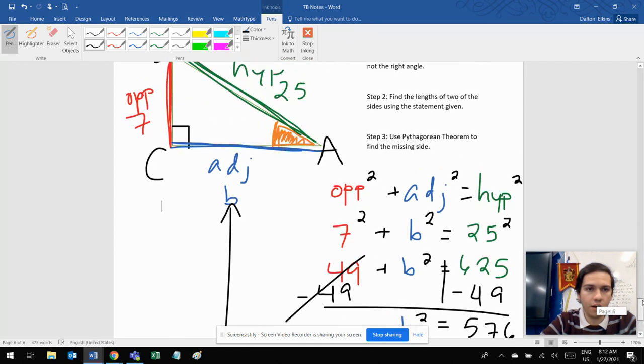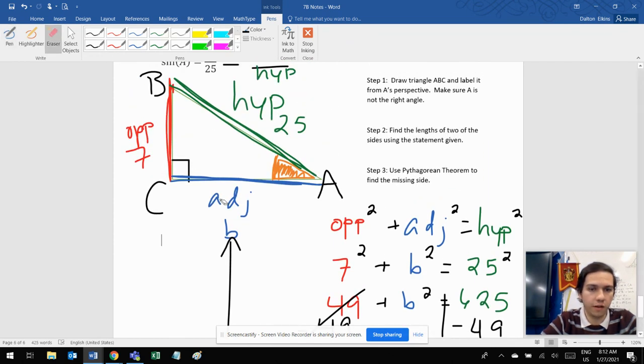Remember, the answer that we want is we want the triangle. So I'm going to go ahead and erase this. I'm going to put 24. And there's our triangle, right?